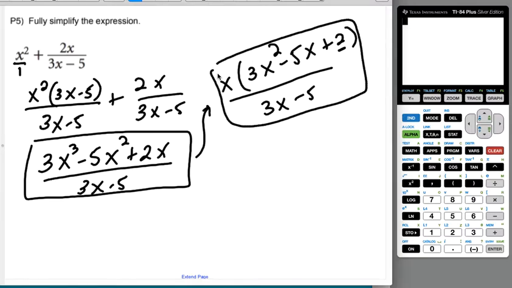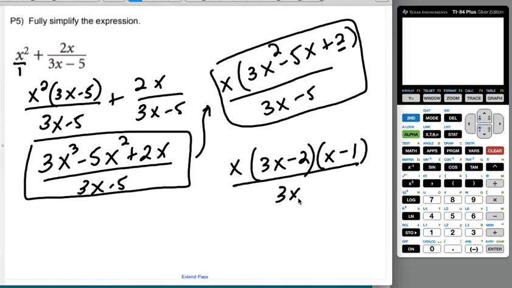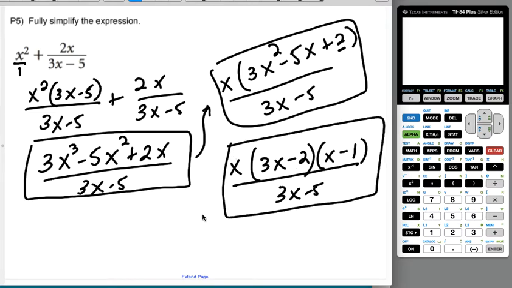If you wanted to keep factoring, you certainly could. You could make this a 3x and an x. This would be a minus 2 and a minus 1. So this answer is also totally fine. But again, all 3 of those box answers would be fine, and none of them simplifies more than that. So there you have it.